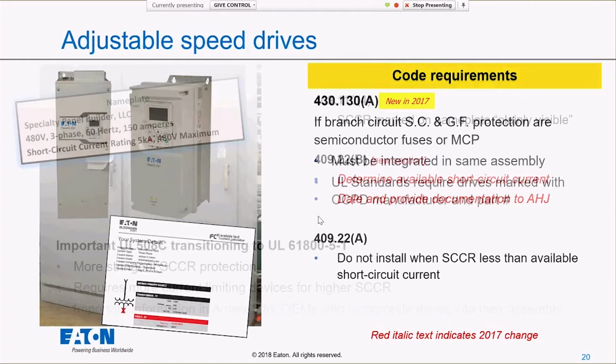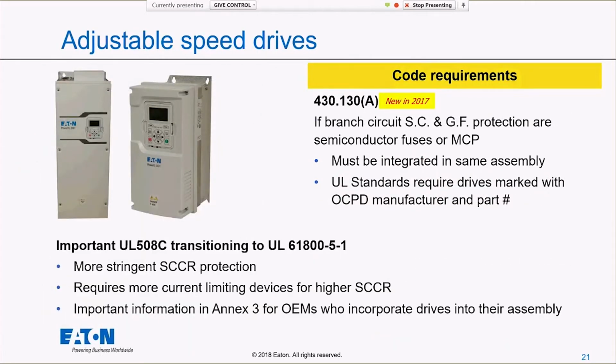Okay, so that is for the changes made to industrial control panels. It's in Article 409. This is Article 430 of the NEC. There was a slight change made here for drives. I know a lot of people use drives. So really the most important thing here has to do with if you mount a drive separately from the fuses or circuit breaker, the protection that you are using for it.